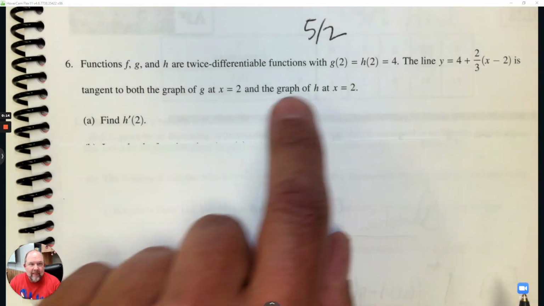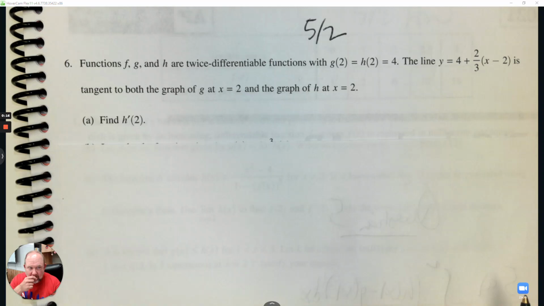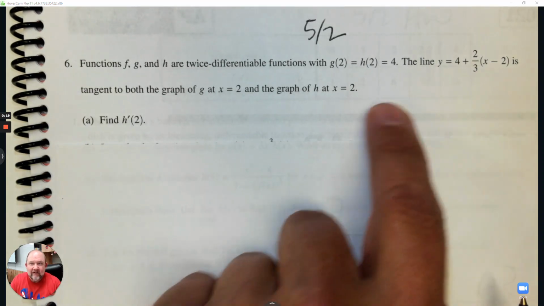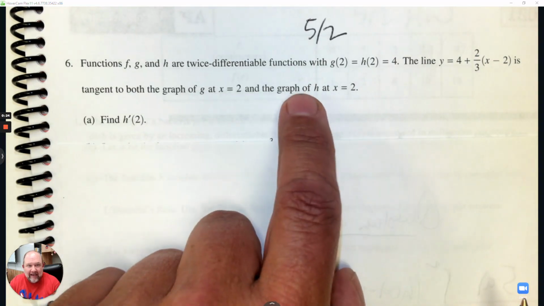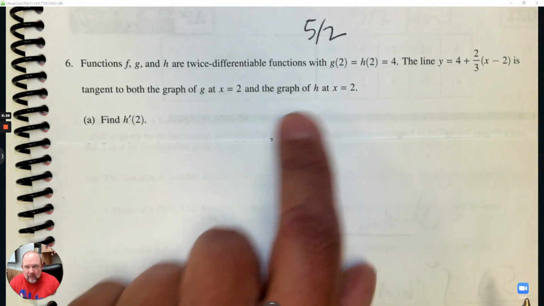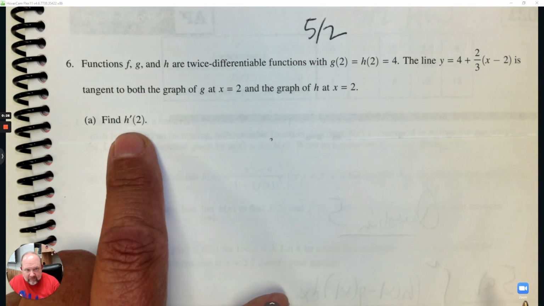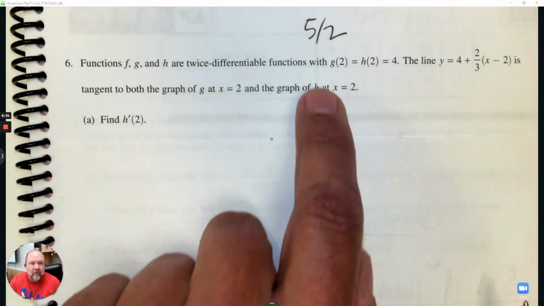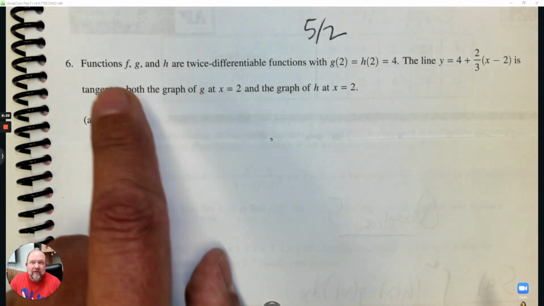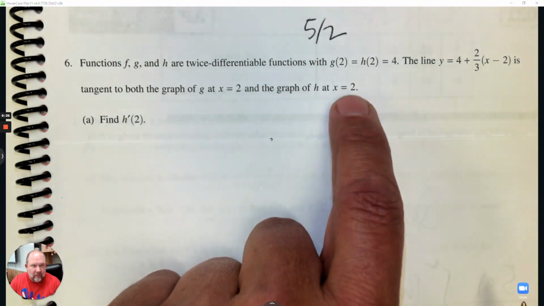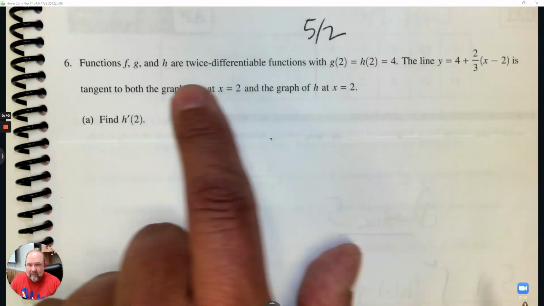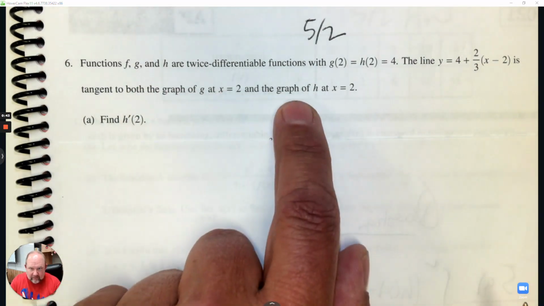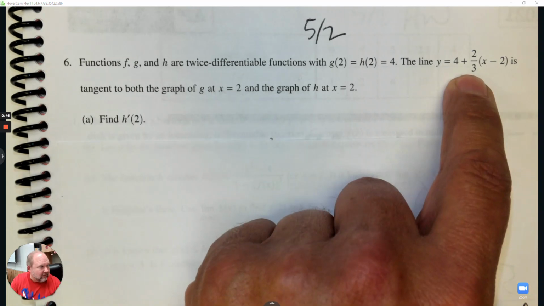So if I read it, we have 3 functions, f, g, and h. And g at 2 and h at 2, they both equal 4. There's a line, and it is tangent to both g at x equals 2 and h at x equals 2. So we'll think of that in a moment. So it says, what's the derivative at 2? So tangent means derivative. And at h equals 2, this line is tangent. So therefore, the slope of this line is the derivative. So the answer to the derivative is 2/3.